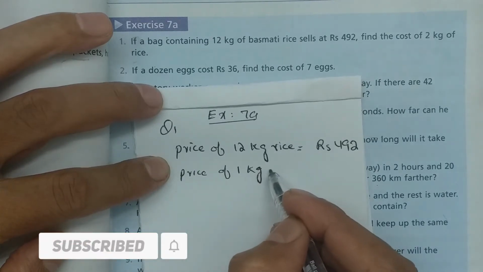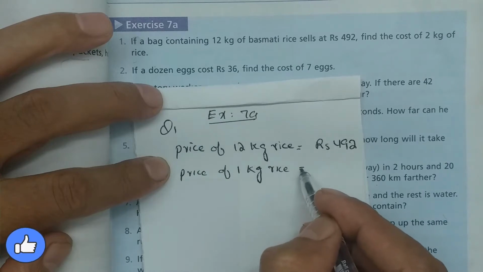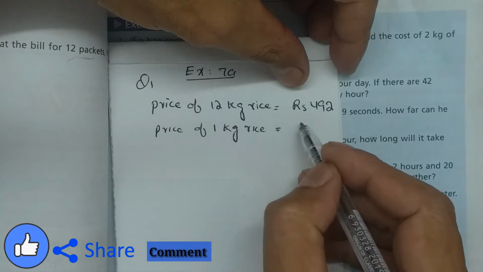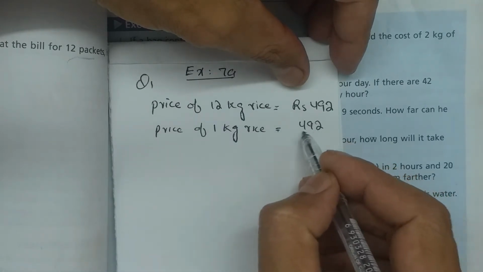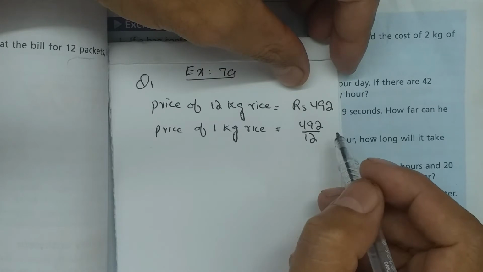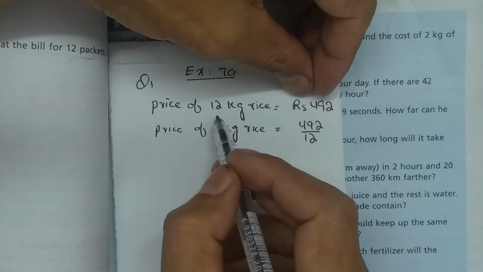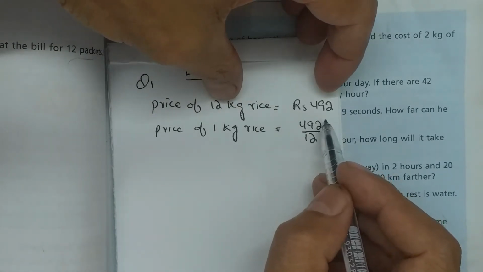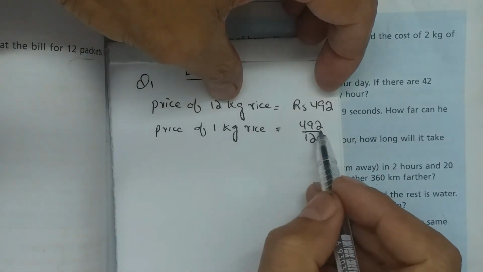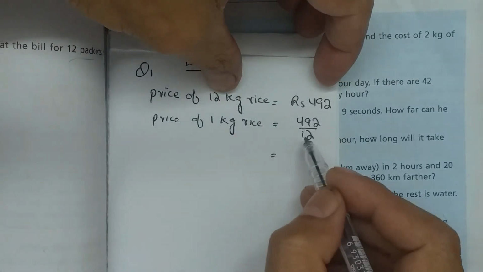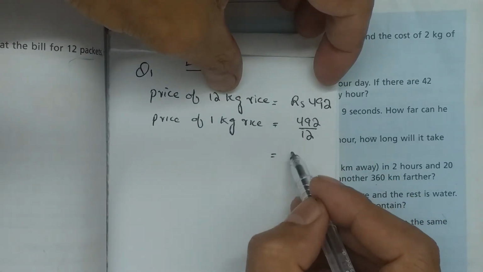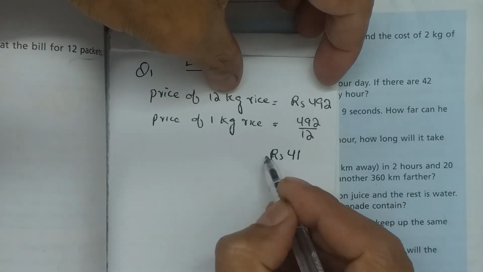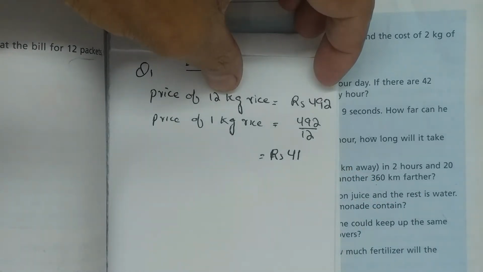How can we do this one? If the price of 12 kg is 492, so the price of 1 kg will become 492 divided by 12. We will divide the total price by the number of kgs. So the price for 1 kg will become 492 upon 12. 12 3s are 36, 12 4s are 48, 12 1s are 12, 41. Rs 41 is the price of 1 kg.